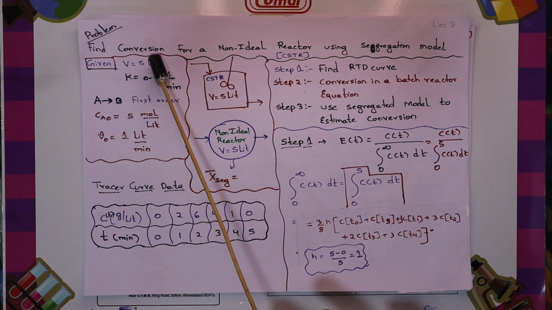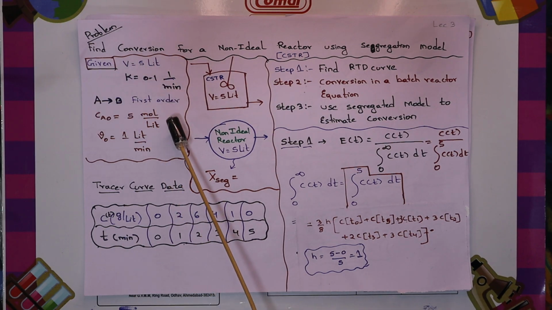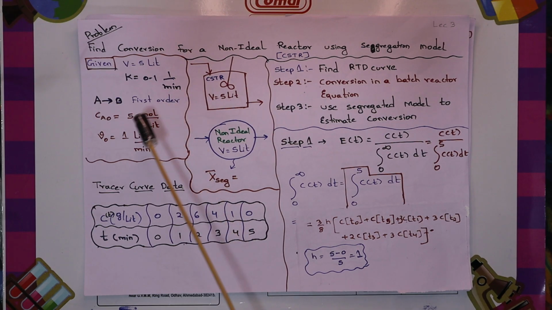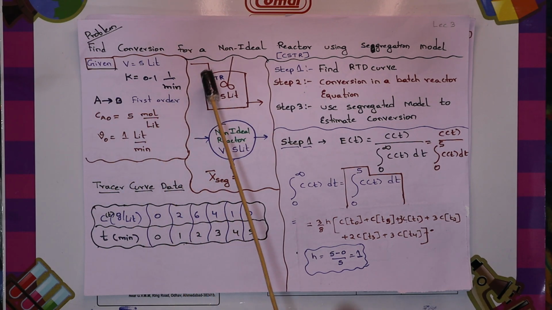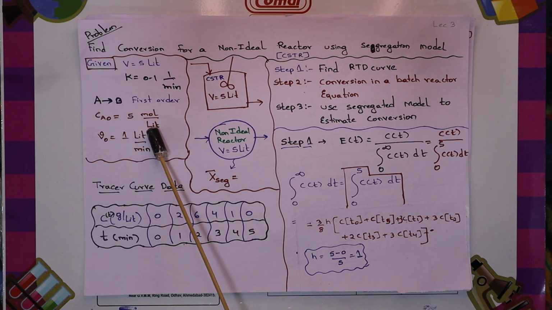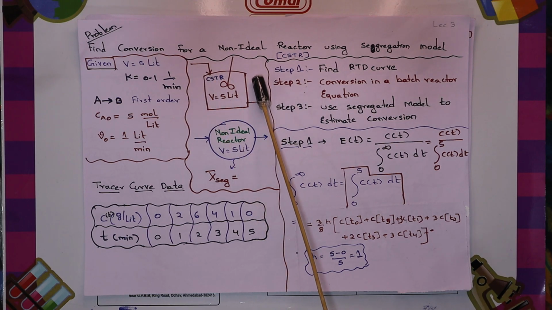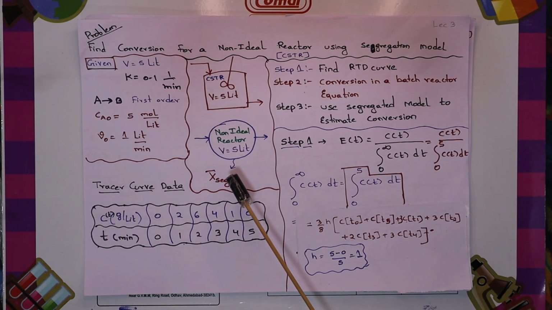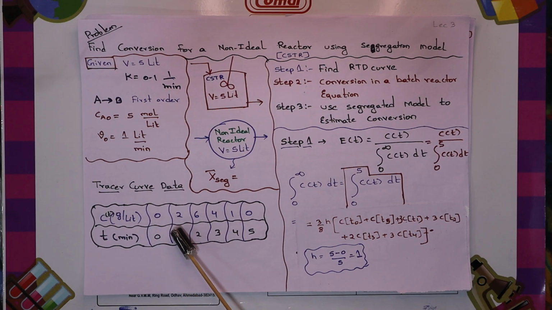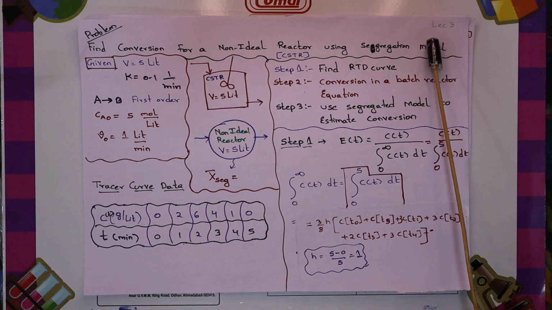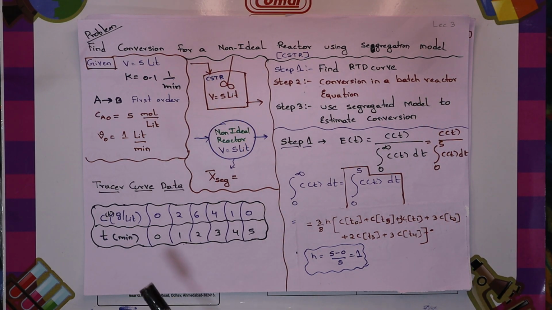What is the volume? Volume is 5 liters. k is equal to 0.1 per minute, that is, a first order reaction is happening. The initial concentration in the non-ideal reactor is 5 mole per liter, and the volumetric flow rate is 1 liter per minute. People have done a tracer experiment, that means they have injected some amount of tracer and measured it at the exit. So from the tracer experiment data, the concentration of tracer with respect to time is given as follows. That means you have the time information of the molecules spending time in the reactor. Through this, apply the segregated model to predict the conversion in this reactor.